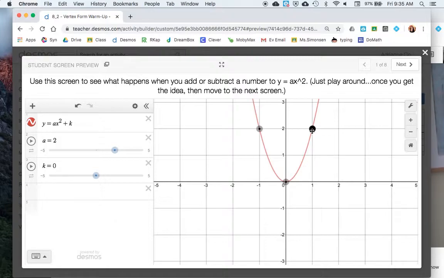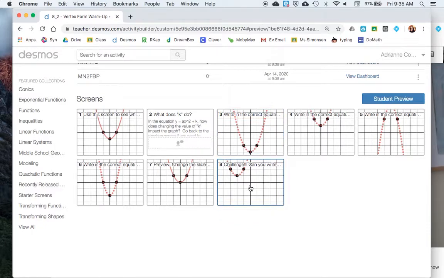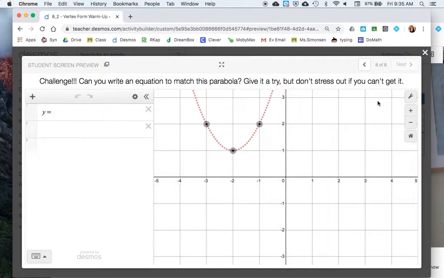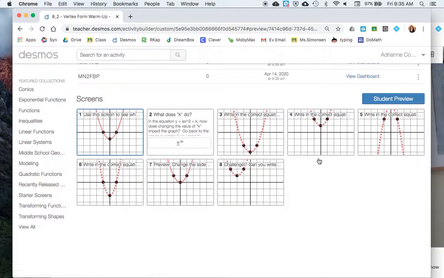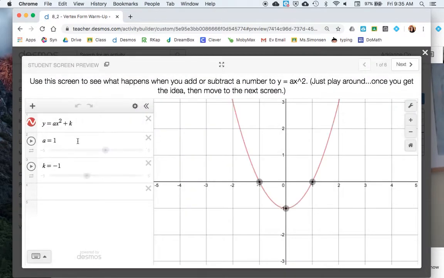All right? Now, this week, going back to this Desmos thing, this week we are moving it around. Oh, I didn't mean to do that. Hold on. Let me go back. Okay. So you started on this Desmos activity going just up and down.